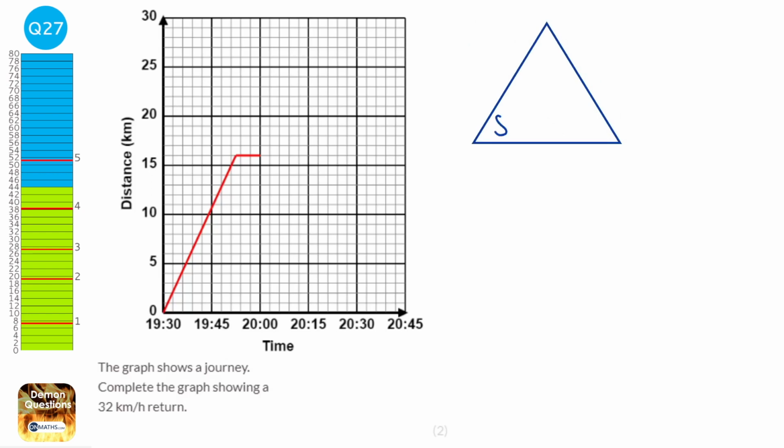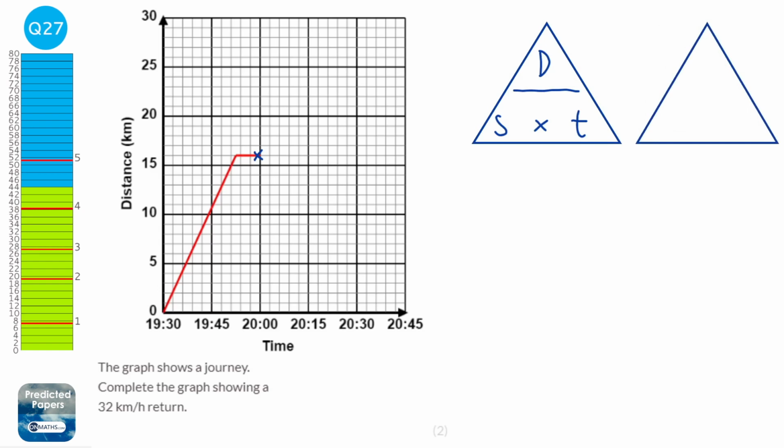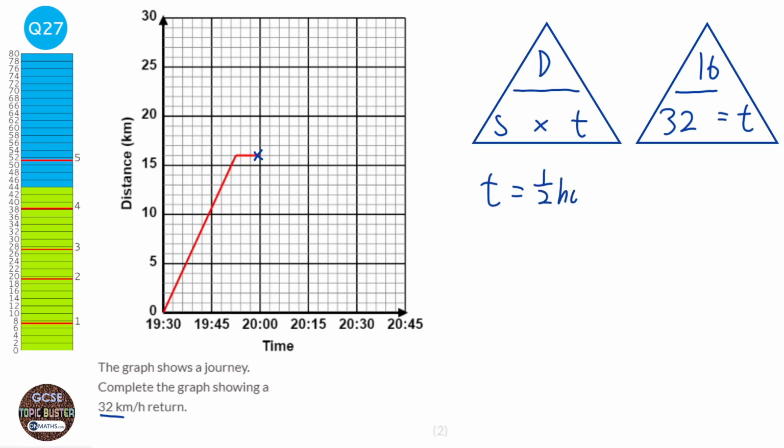It's important to remember our speed distance time triangle. So we've got speed equals distance over time. And here we are given a distance because from here we're 16 kilometers away from home. So the distance, let's just draw another triangle, the distance will be 16. And we're told that the speed is 32 kilometers per hour. So the speed is 32. So to find the time, we're going to do 16 divided by 32. So the time is a half an hour.